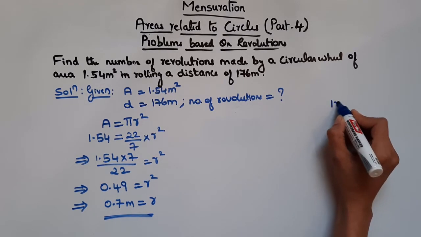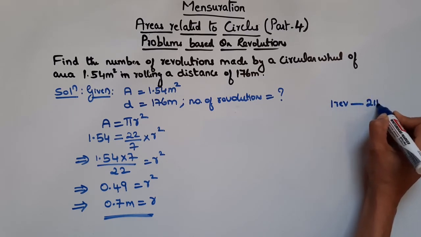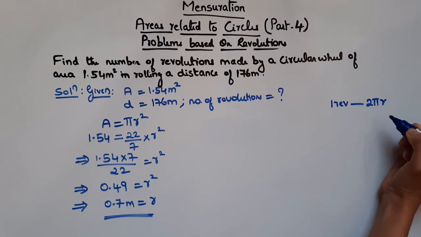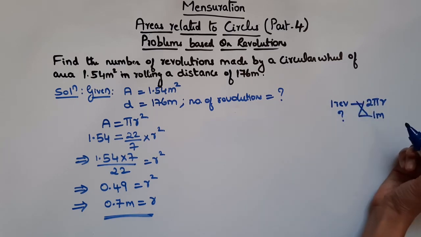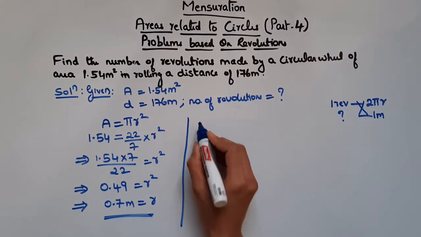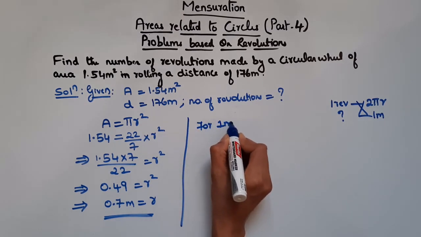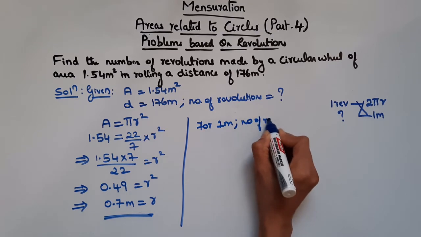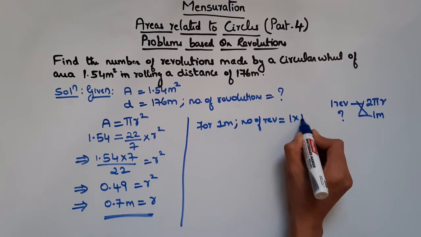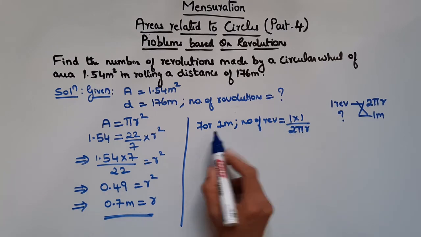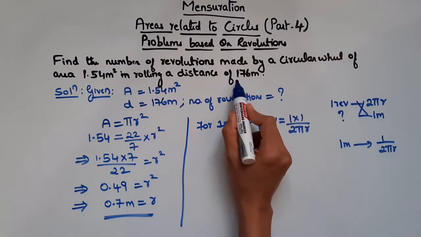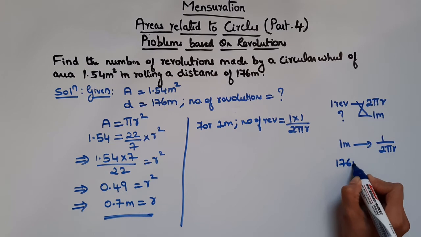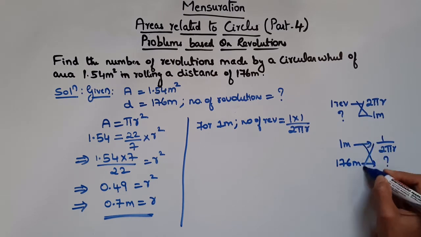We know for one revolution, the distance covered is 2 pi r, that is the circumference of the wheel. Say for 1 unit, here we have everything in meters. So for 1 meter, what is the number of revolutions? You will cross multiply. So let me write here, for 1 meter, number of revolution is 1 into 1 by 2 pi r. So we have for 1 meter, number of revolution is 1 by 2 pi r. We want for 176 meter.